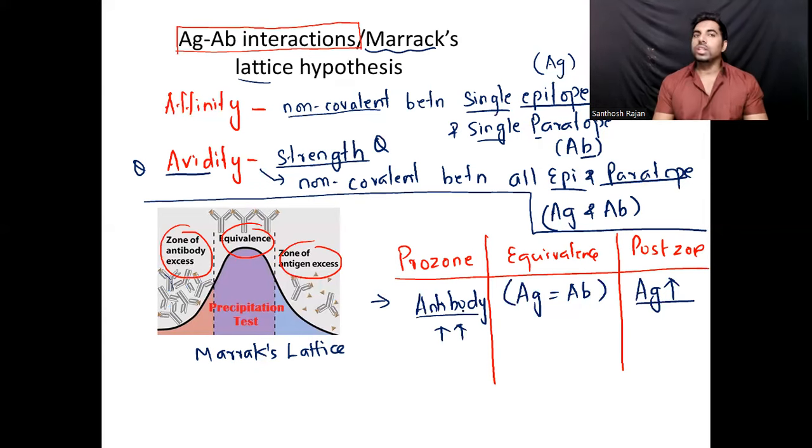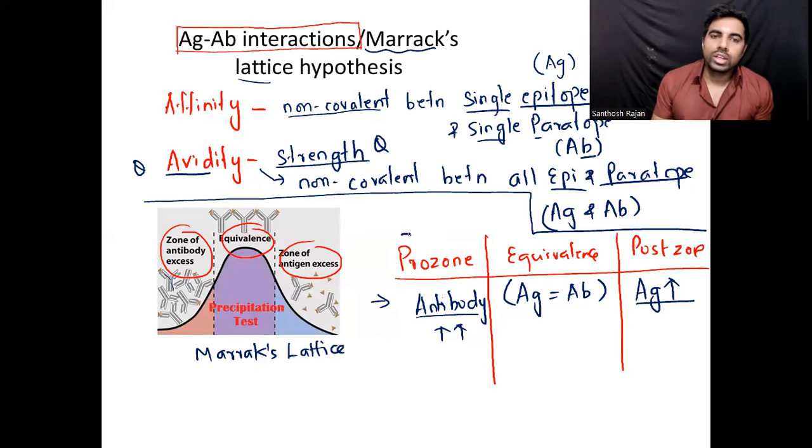We are doing a dilution. Even in VDRL and RPR, we are doing the dilution. That's what gives the titer value: 1:40, 1:80, 1:160. We dilute it to get an accurate result, because if antibody is in excess and you don't have much antigen in your test, it will give a false negative, or false positive, depending on what we are detecting.